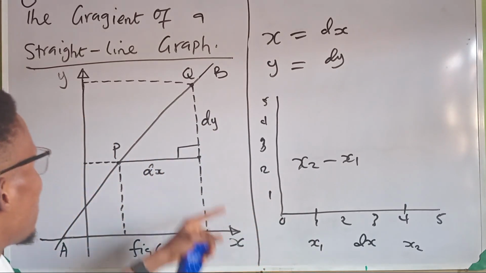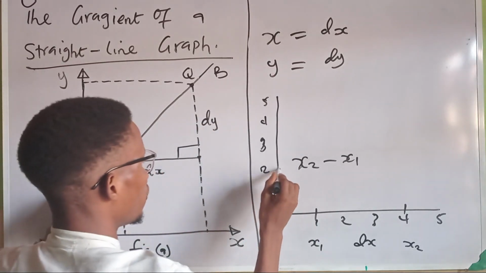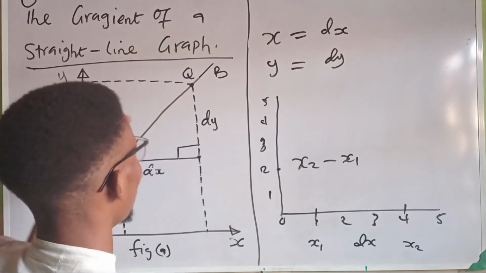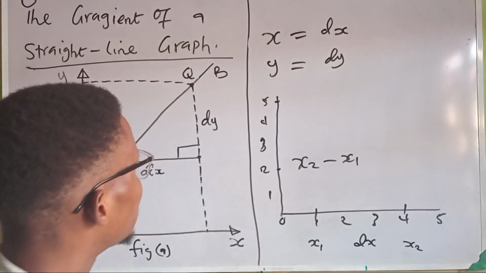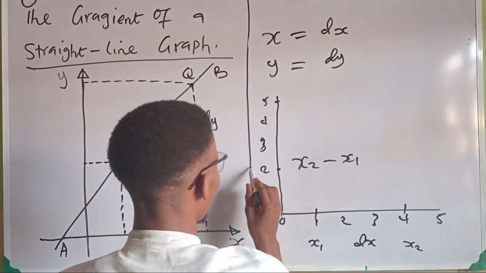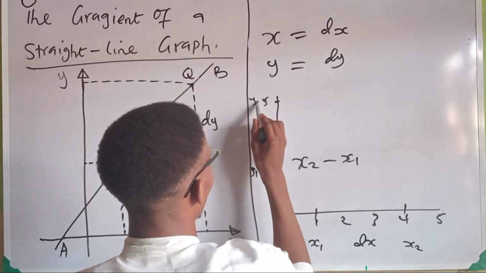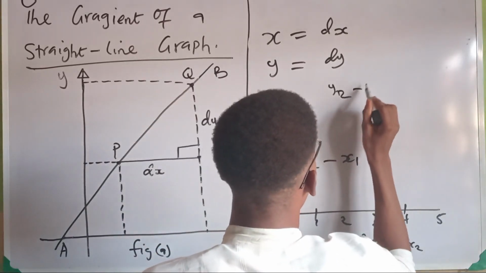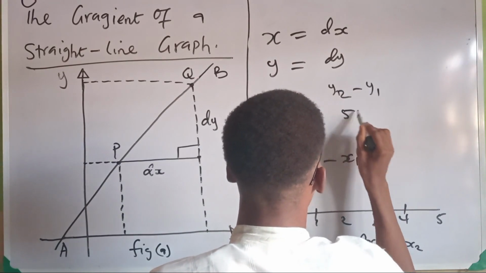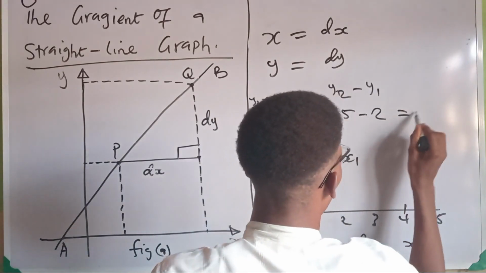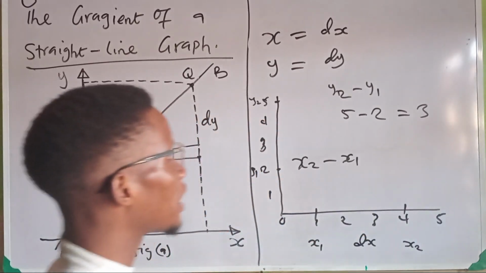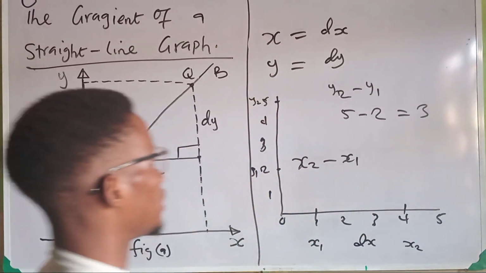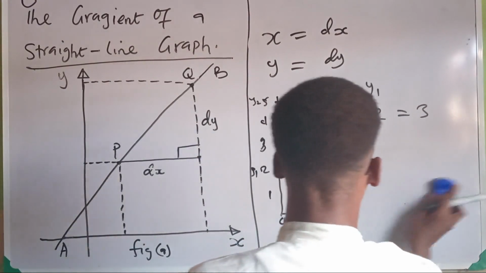So let's say this falls under 2, and this falls under 5. So the change here, y1 here and y2 here, should now be y2 minus y1, which is 5 minus 2, being 3.